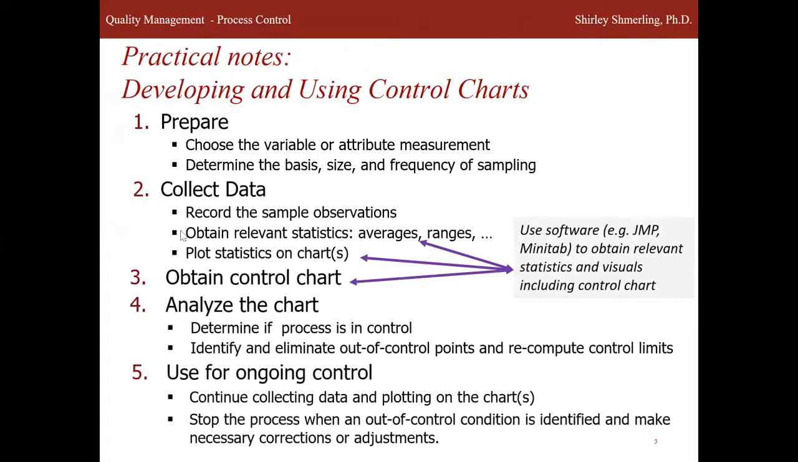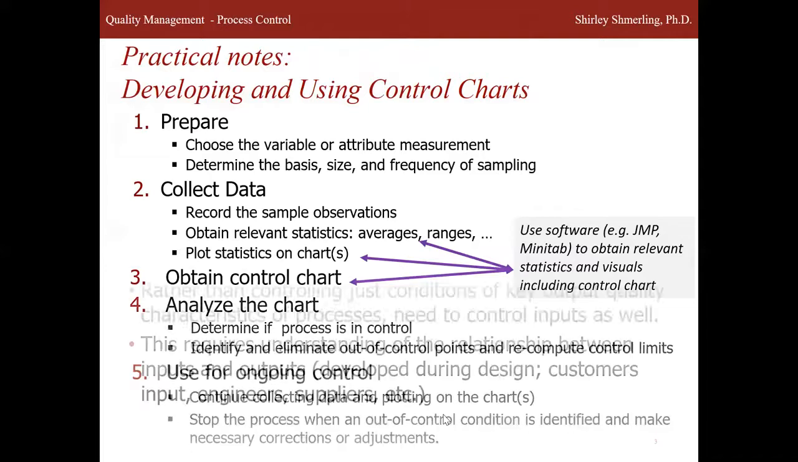And then once we figure out how to get the process in control, we just use the same control limits to continually plot the data, so that if the process gets out of control, the operator of the process can take action, identify what the problem is, and make necessary adjustments.